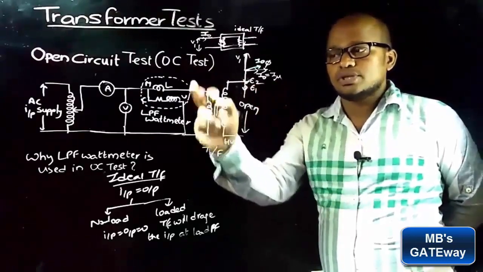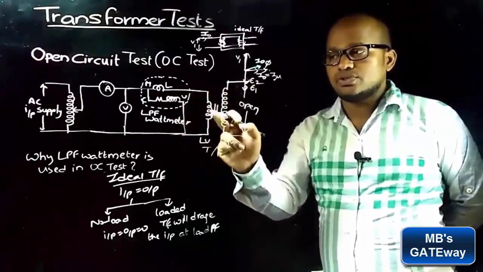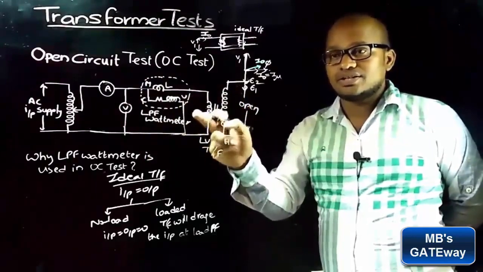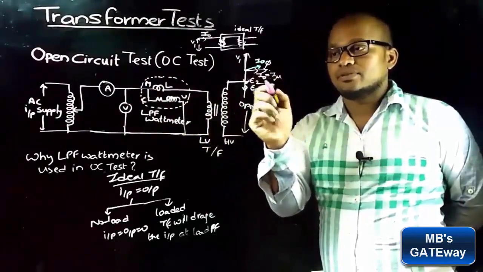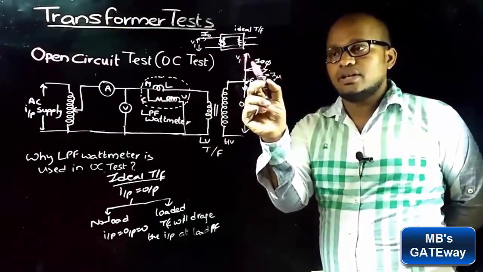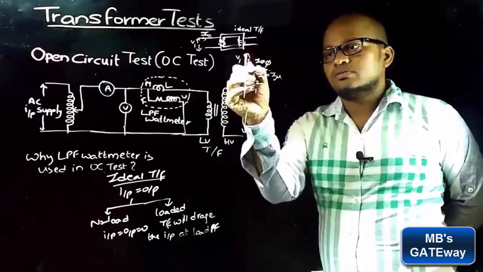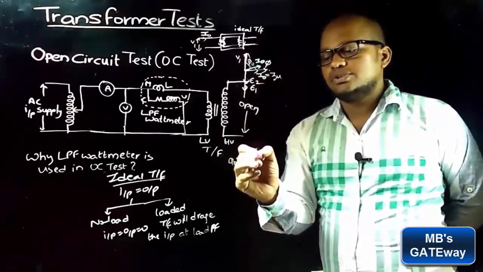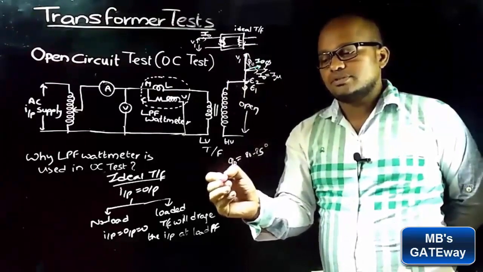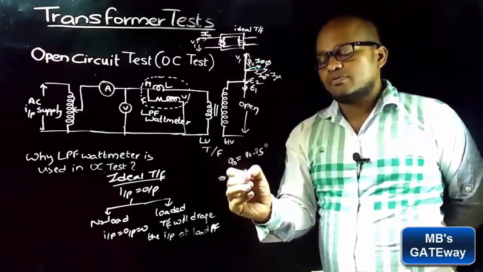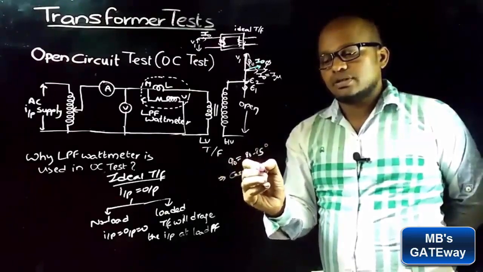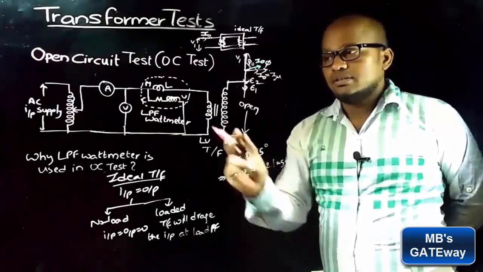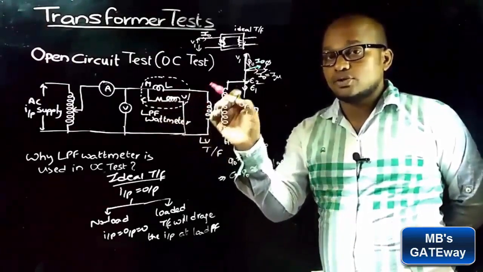And now, as in open circuit test, LPF type of wattmeter is used, which means that the primary circuit is at low power factor, and that you can understand by observing this Phasor diagram. So, as the angle between the input voltage V1 and I0 is less than 90 degrees, which means the no load power factor angle phi naught will be around 80 to 85 degrees, which means no load power factor is around 0.2 lag. That will imply that the primary circuit of no load transformer is at low power factor.